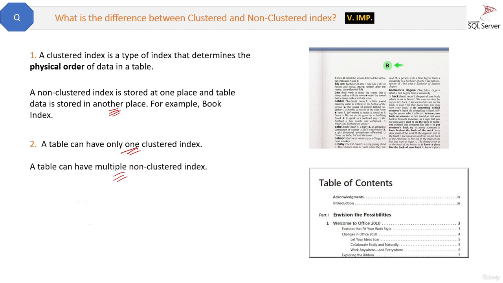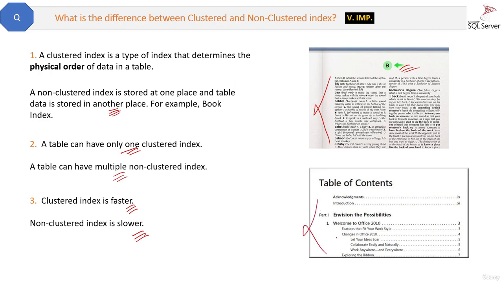Then the third difference is, a clustered index is faster. Like in a dictionary, the search is so fast, right? You directly go to the alphabet from which the word starts. But a non-clustered index is slightly slower. Like in a book index, you have to open the index first, then find the topic's page number, and then go to the actual page. It is good, but yes, it is slow in comparison to the dictionary or the clustered index.